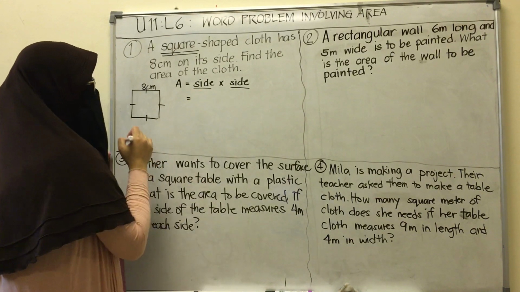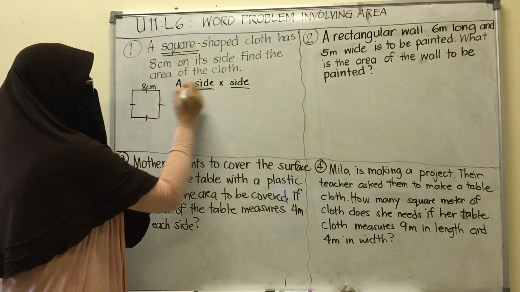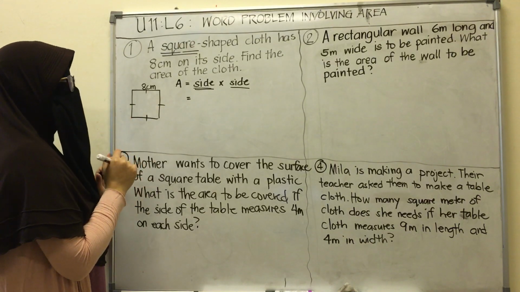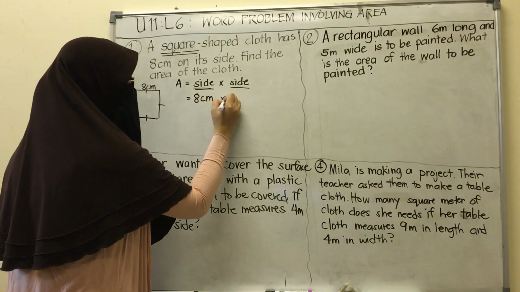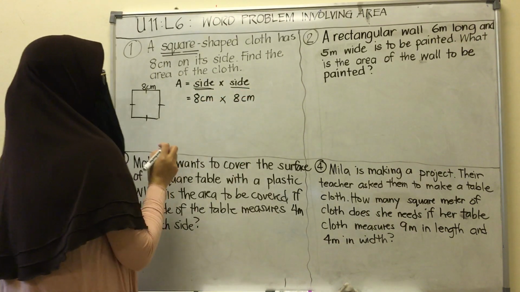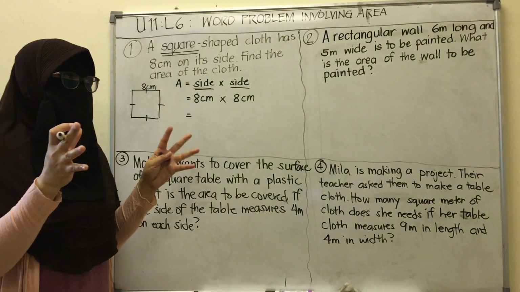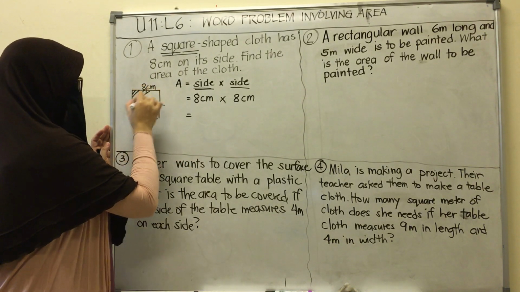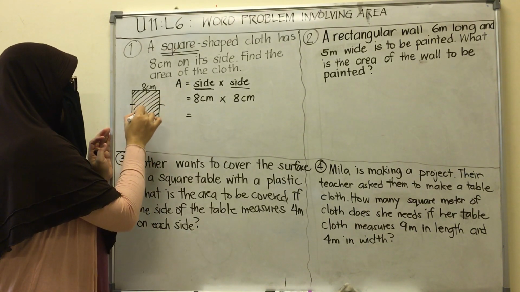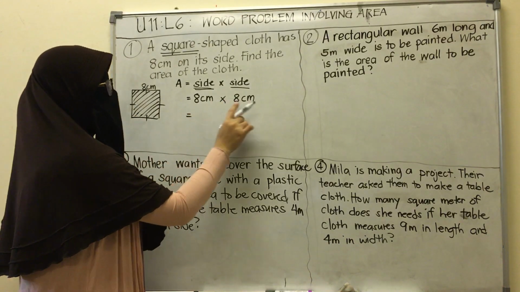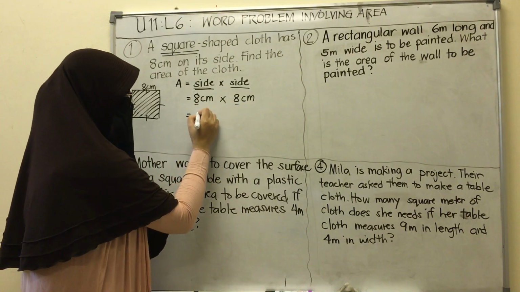All we have to do is replace the word side with the corresponding measurement for the side. So the side is 8 centimeters times another 8 centimeters. You are asked what is the area of the cloth, the inside space of the cloth. So 8 centimeters times 8 centimeters. First we multiply 8 times 8, and 8 times 8 is 64.